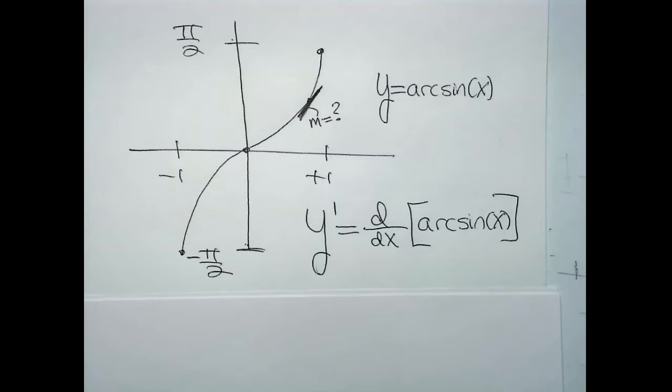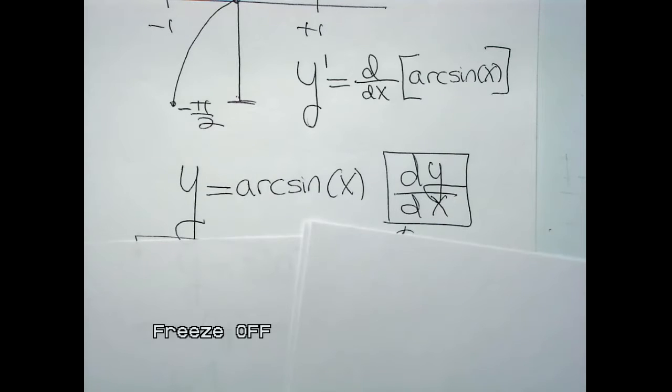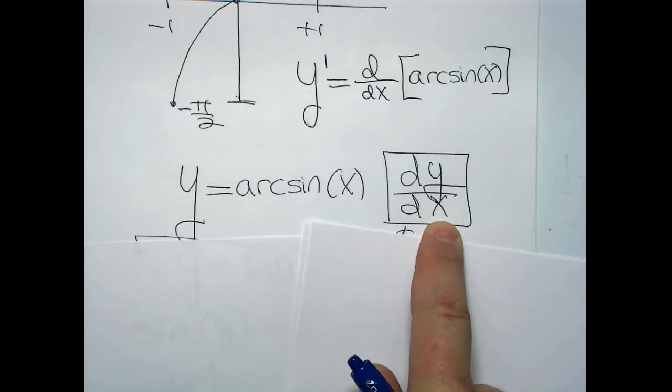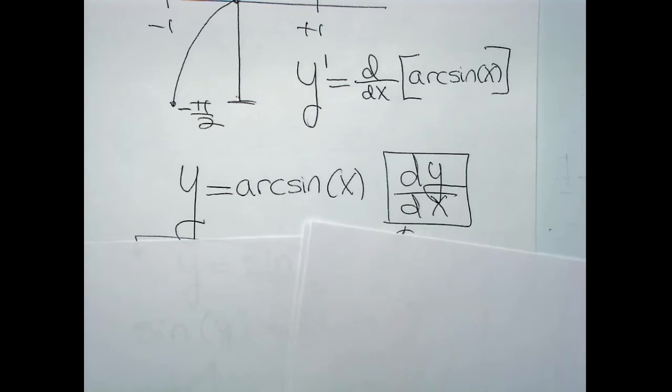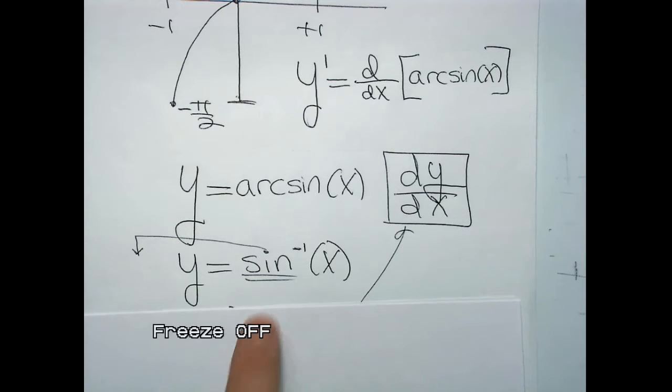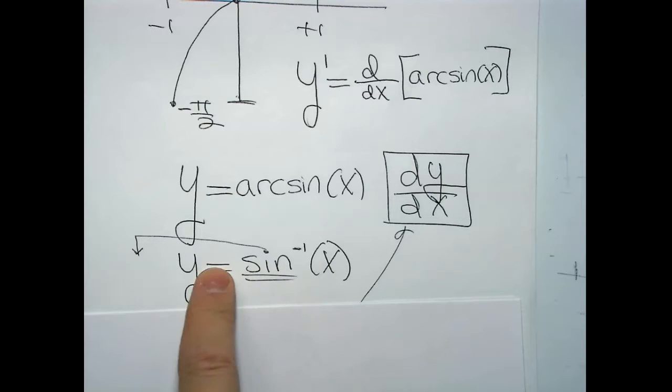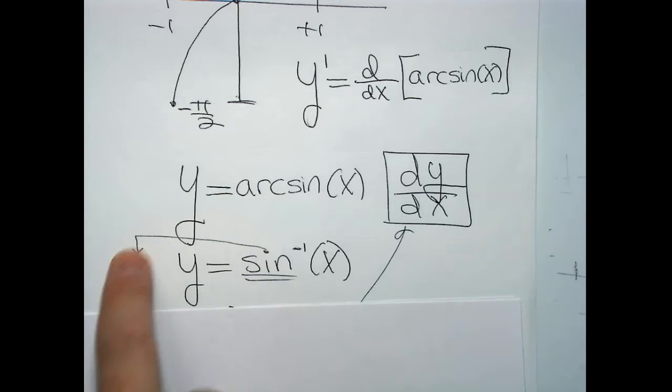So here we have our function, y equals arcsine x, this new function up here. Here is what we're looking for, dy/dx. There's another version of arcsine. It's called the inverse sine. They're the same function, just a different name. And what happens when you take an inverse function and you move it across the equal sign? It would become the original function.